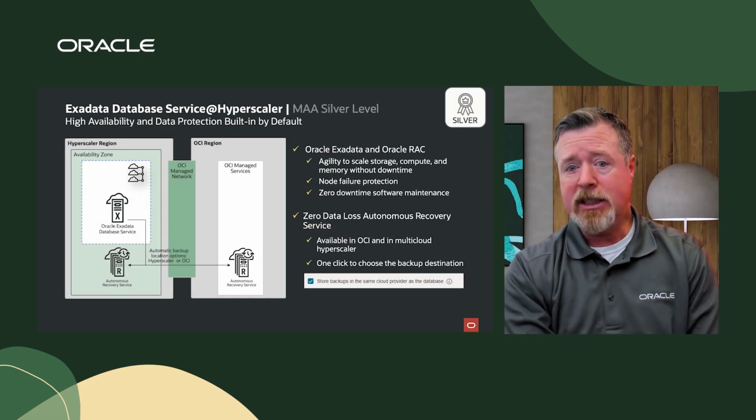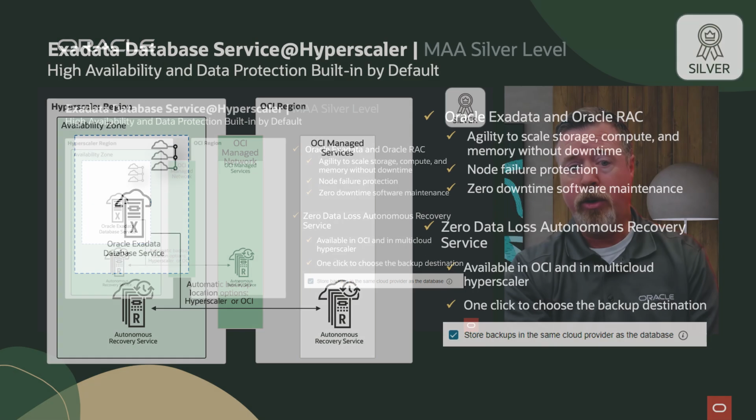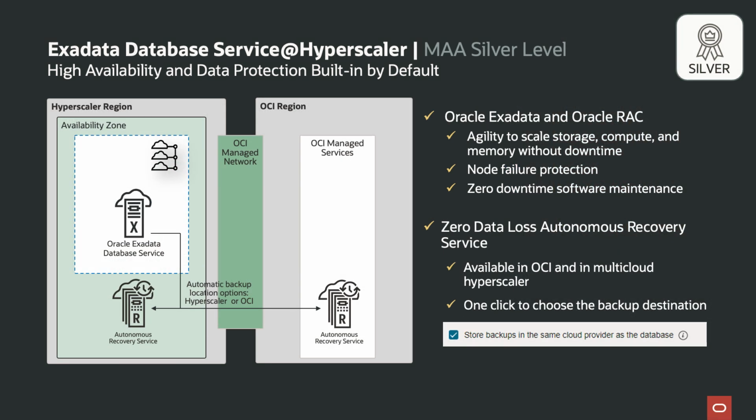So with ExaDB, if we look at MAA Silver, we'd be looking at this type of architecture. Note that you have the option to have the autonomous recovery service. You can have it running in the hyperscaler region for most of the different hyperscalers, or you can run it in the OCI region or both. So you have that option as we look at Silver MAA. We can go ahead and connect up to the nearby OCI region if we desire to, providing that extra level of protection.